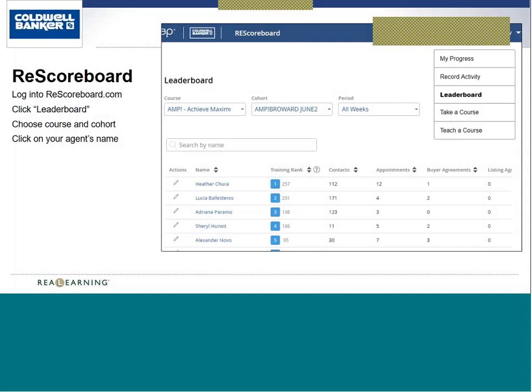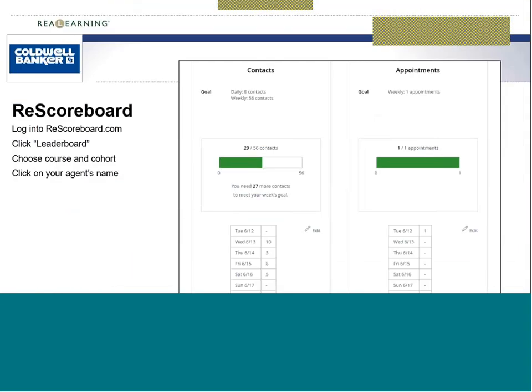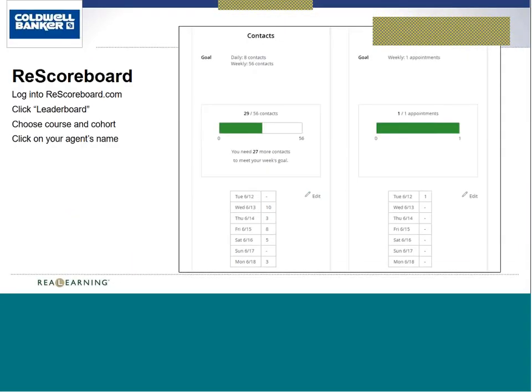Heather Chura is at the top of the list. She's got the most points. Points are based on their contacts and appointments, etc. So you're going to see the whole list here. But if you find your student and click directly on their name, it's going to give you the breakdown of their goals. So for Heather here, she's got 8 daily contacts and she's got 56 weekly contacts as her goal, and she's got 1 weekly appointment. You can see the bar there is green. If she were behind, the bar would be red, and it even says to her, you need to make 27 more contacts to meet this week's goal.